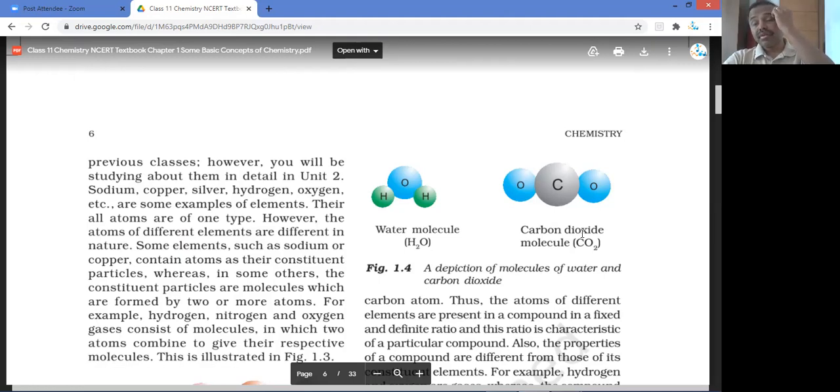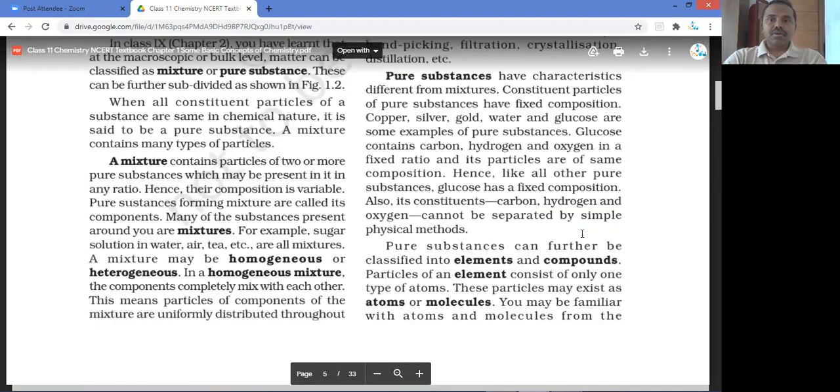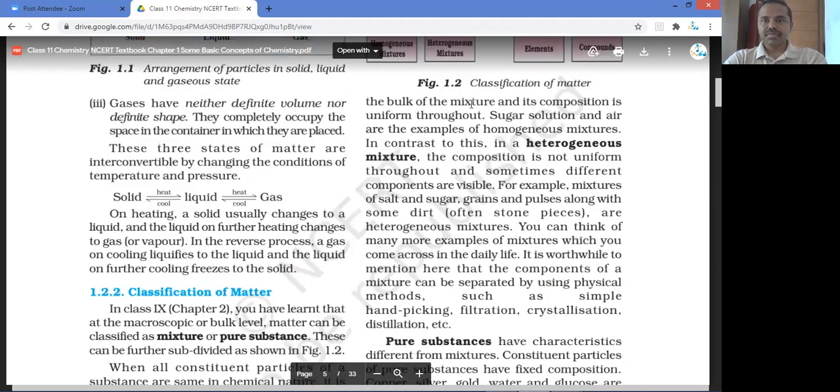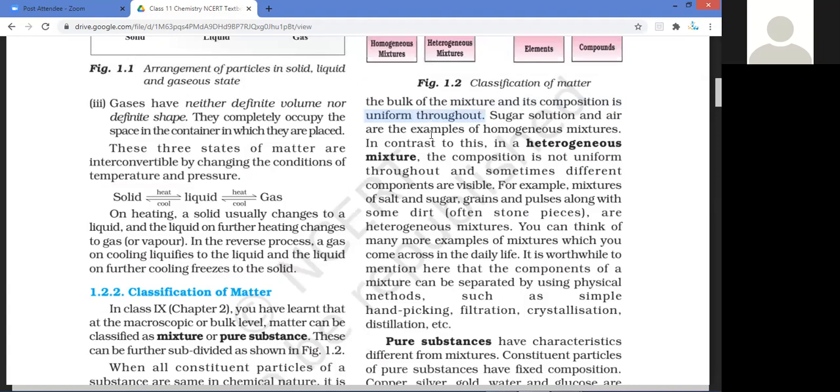The reason is, think of it this way. You can see basically it is uniform throughout. The mixture and its composition is uniform throughout. That is homogeneous. Okay? So it is uniform.